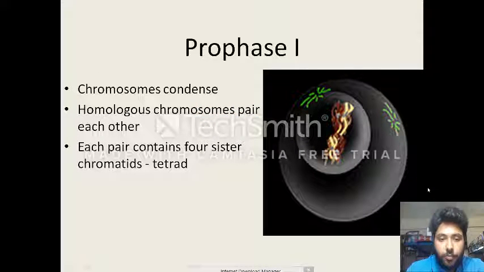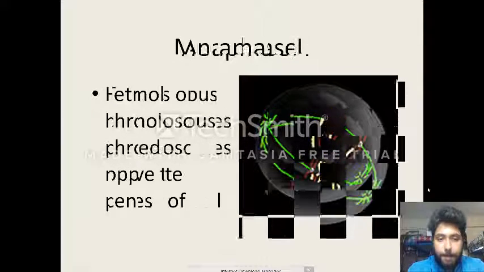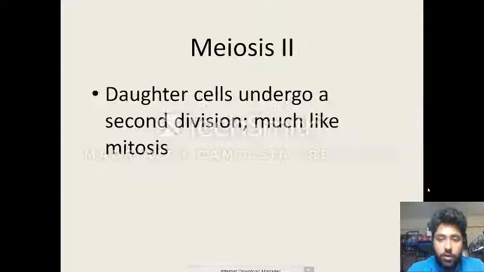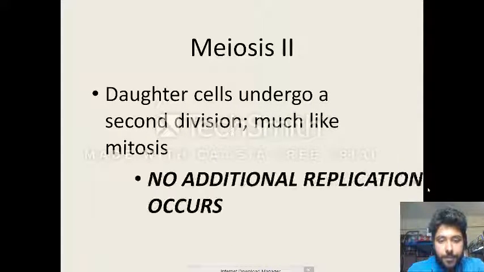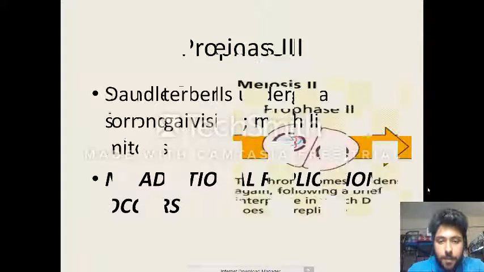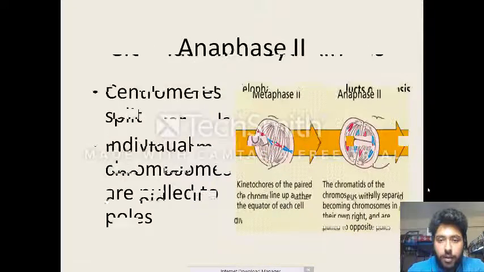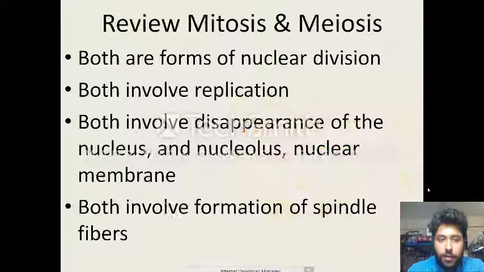So this is meiosis 1, prophase 1. Here, prophase 1, anaphase and all, happens 2 times. So again meiosis 2 occurs: prophase 2, metaphase 2, anaphase 2, cytokinesis.